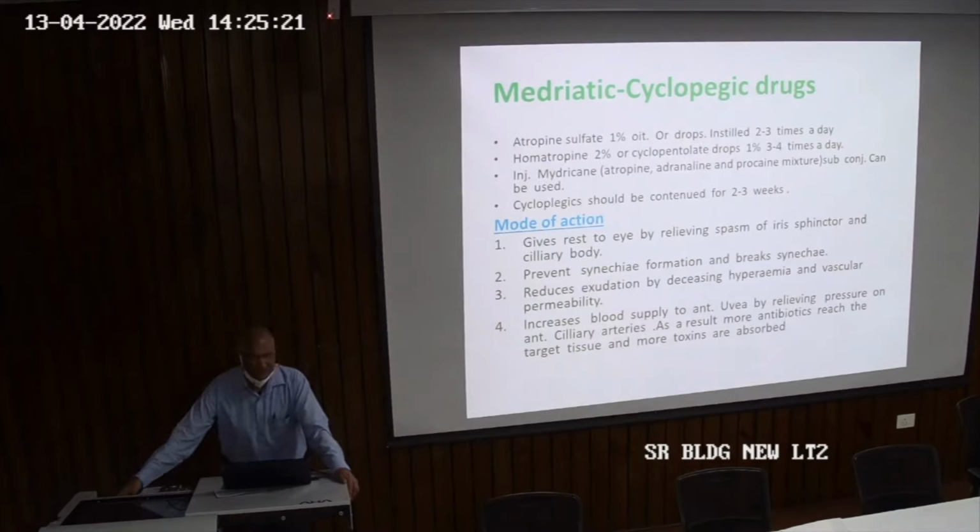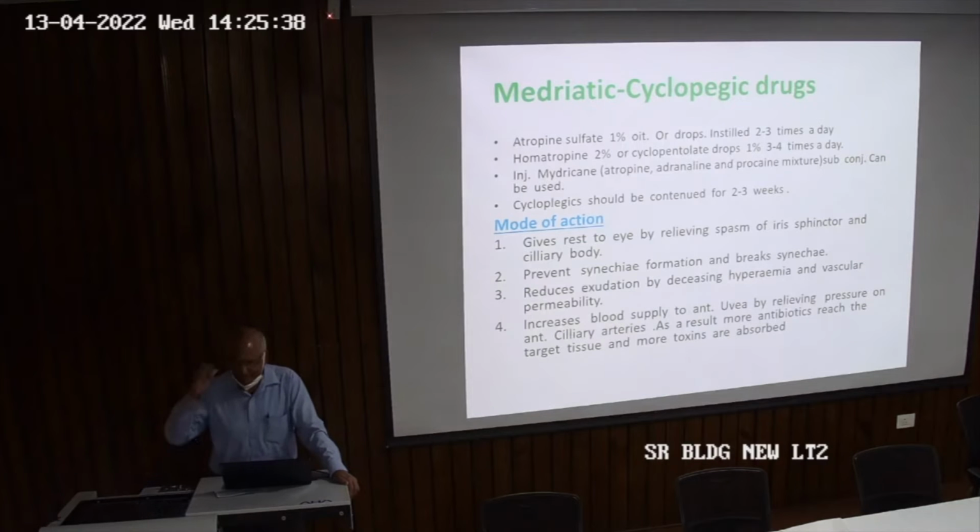Atropine sulfate, we will start that. Atropine drops 1%, 2 to 3 times. Then comes homatropine also: atropine, homatropine, and the mydriatic cycloplegic drugs. We will start that immediately, as the first line of treatment. We will start the cycloplegic drug, not phenylephrine, but atropine or homatropine or cyclopentolate. These things we will start.